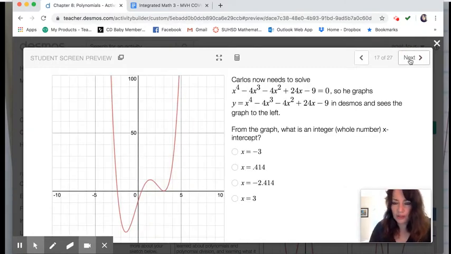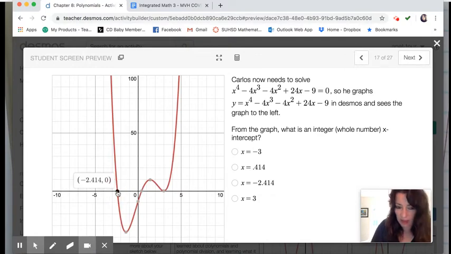Carlos now needs to solve x to the 4 minus 4x cubed minus 4x squared plus 24x minus 9 equals 0. So he graphs y equals x to the 4 minus 4x cubed, all that in decimals, and sees the graph to the left. From the graph, what is an integer whole x-intercept? So let's go ahead and see. We can see this is definitely not an integer. Neither is this. But right here, we have x equals 3 is an integer. So that is our intercept.